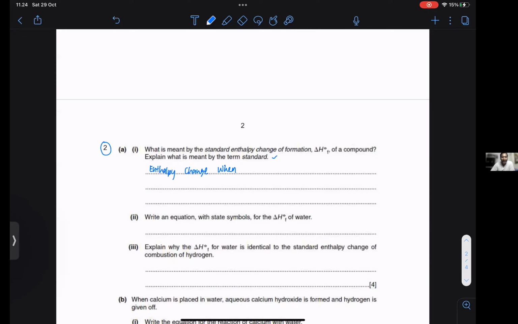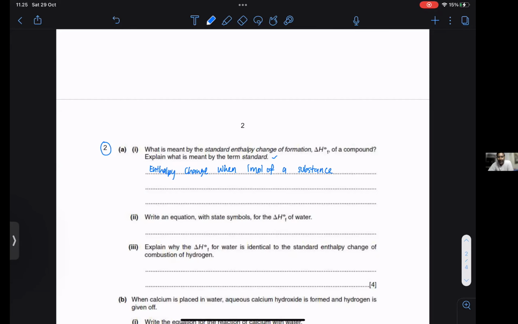Enthalpy change when 1 mole of a substance... Am I laggy over here? Yeah. So maybe it's supposed to be 1 mole of substance.